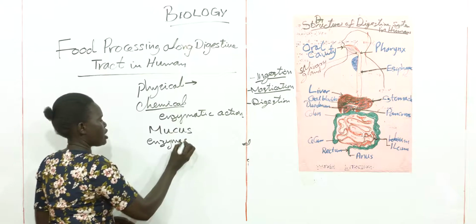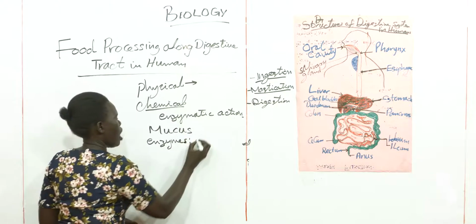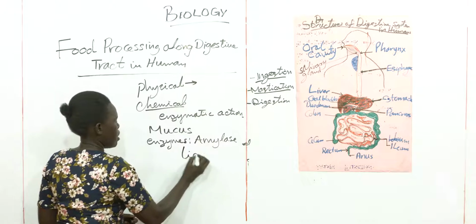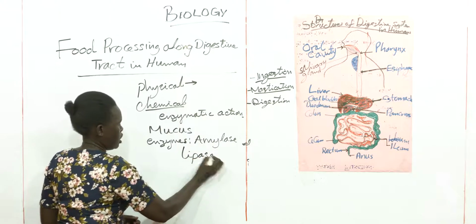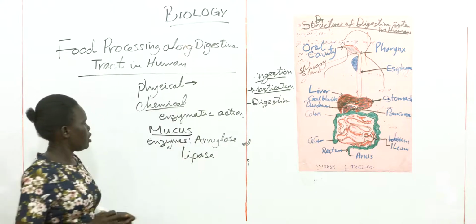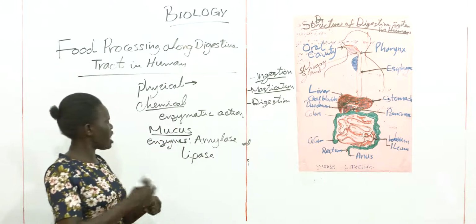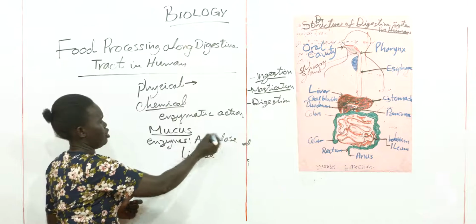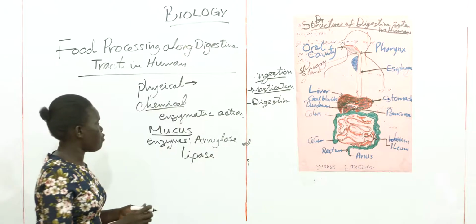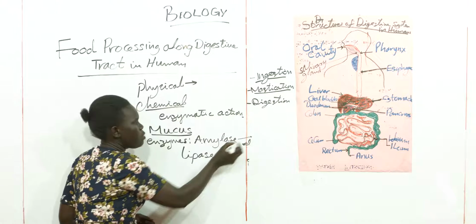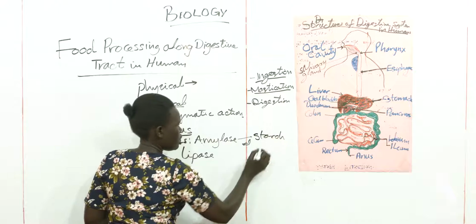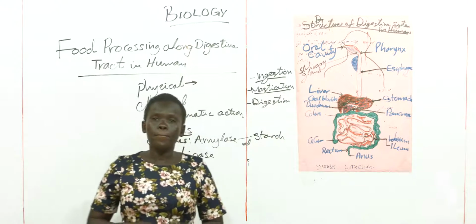What are the enzymes found in the saliva? Amylase and lipase. These are the two enzymes found in the saliva, plus the mucus. So in the process of mastication, the food is mixed with mucus, amylase and lipase. Amylase and lipase are enzymes that break down nutrients. Amylase breaks down starch. Starch is a sugar, a polysaccharide.